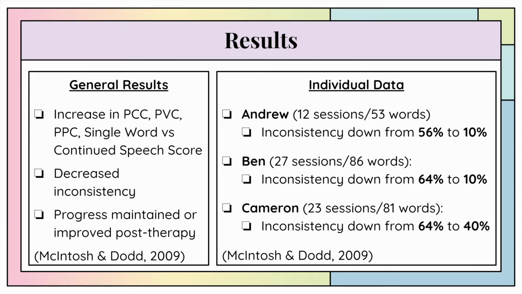Cameron completed 23 sessions and 81 target words. He had the most difficulty during therapy, and he was only able to reduce his inconsistency score from 64% down to 40%. So although he is still considered to have inconsistent speech disorder because he's falling at that 40% mark, his parents report that his intelligibility is much improved.